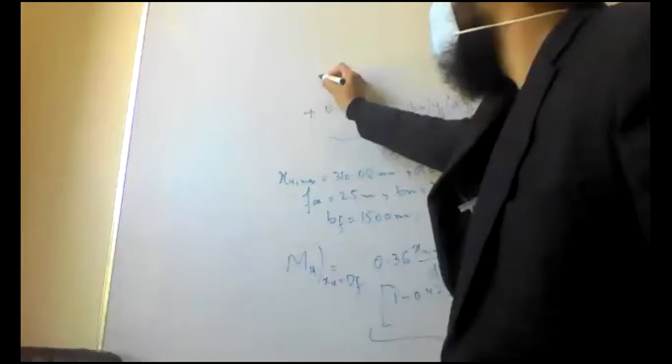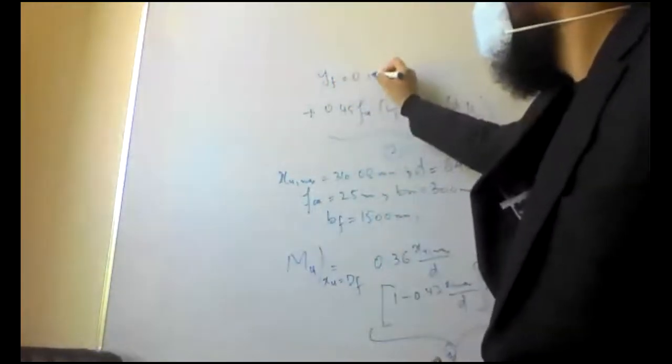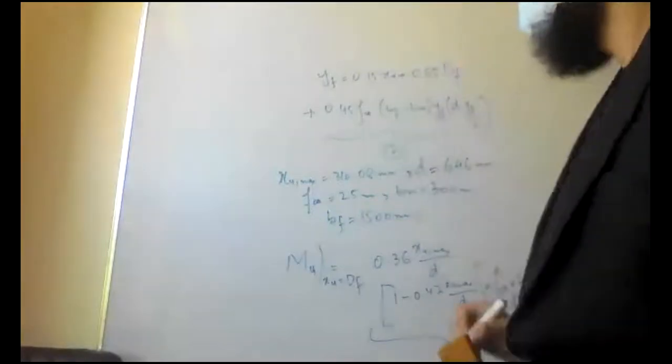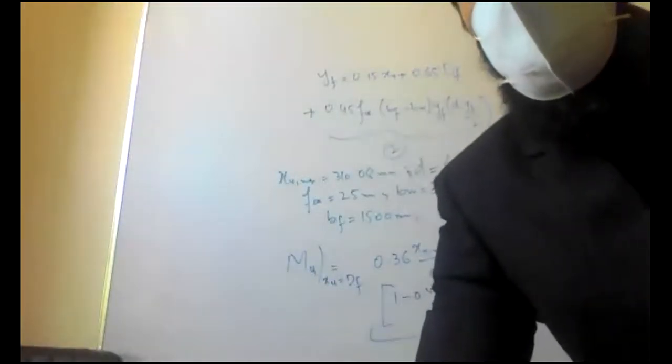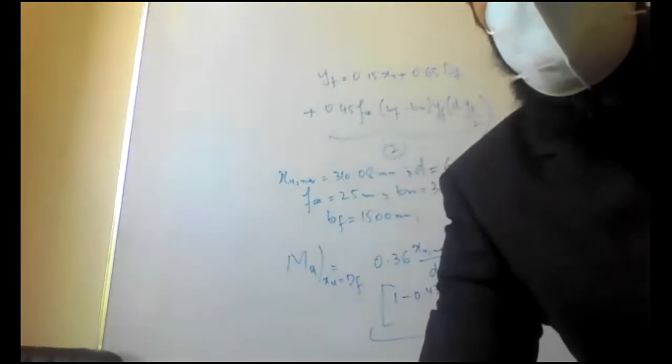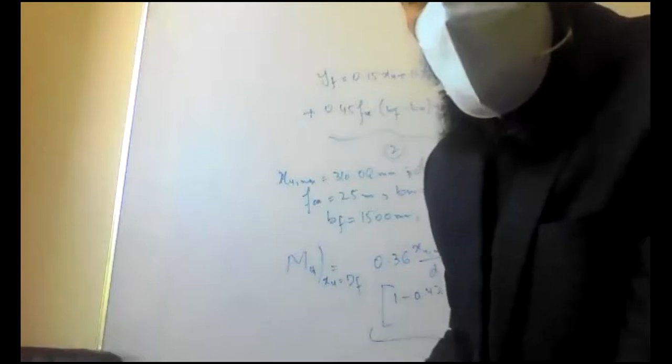YF. Is it visible here at the top? Yes, sir. 0.65 df. This is the equation of YF given in the code. But for that, you now require the value of XU. It's 0.15 XU plus 0.65 df. Now for that, you require the value of XU.